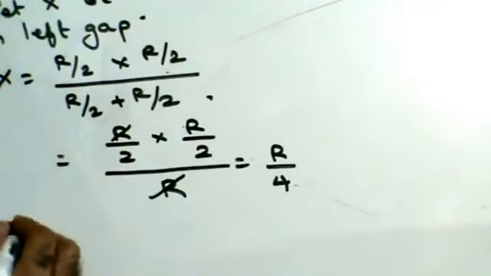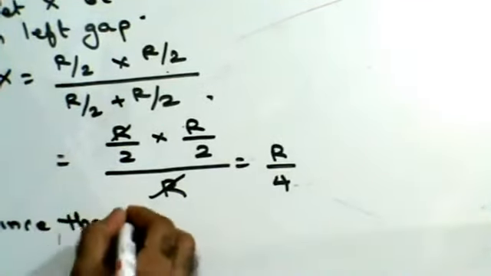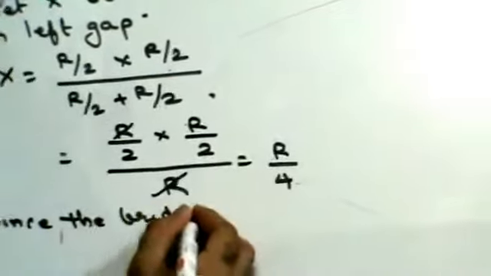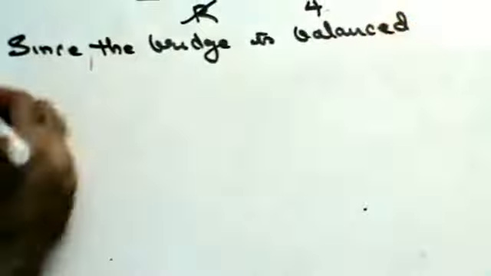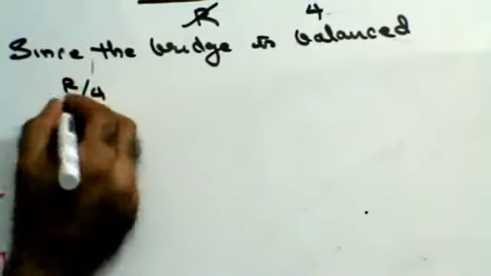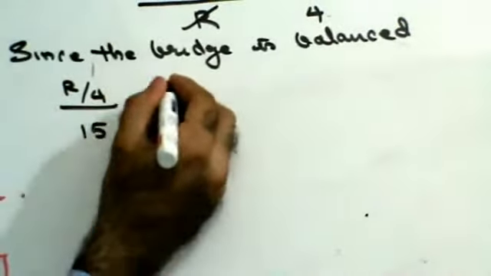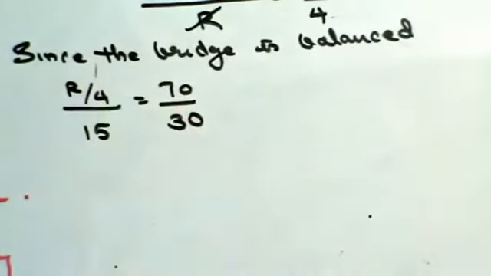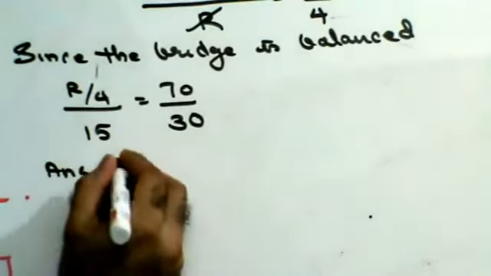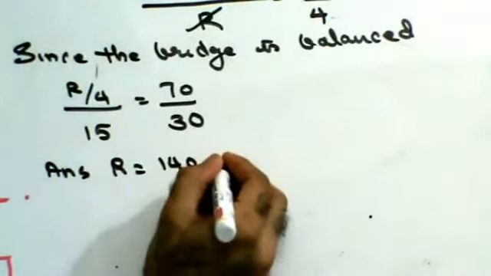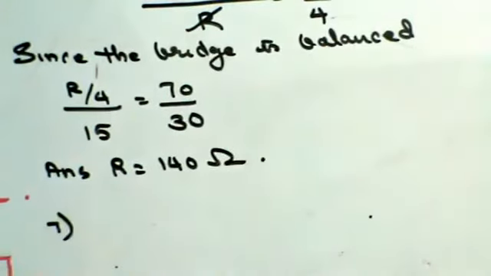Now it's very simple. Since the bridge is balanced, I can say that R by 4 upon 15 should be 70 upon 30. R is the only unknown. You should be able to get the answer for this. The answer for this should be, R is 140 ohms. Next, take our next one, please.